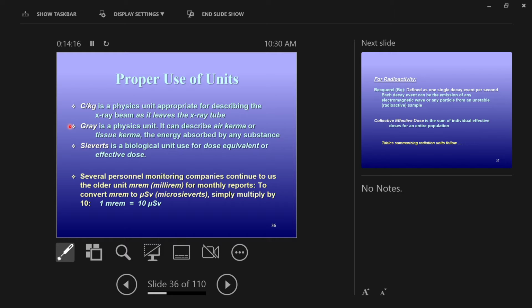And recall that sieverts talked about biologic harm. We can use the sievert for dose equivalent, which takes into account the type of radiation. And we can use as well the sievert to talk about effective dose, which would include the type of tissue.